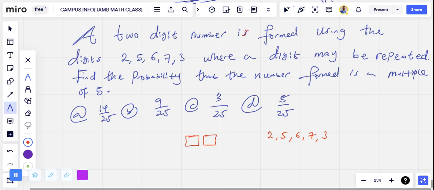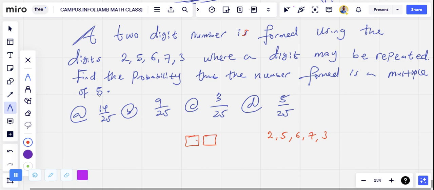Where a digit may be repeated. That means if I have two digits, I can decide to take 2 here and then put 2, 2. A digit can be repeated, it's allowed. So guys, listen attentively. Since I want to form a two-digit number from this set of numbers, and I can still repeat them, the particular digits can be repeated twice. Find the probability that the number formed is a multiple of 5.